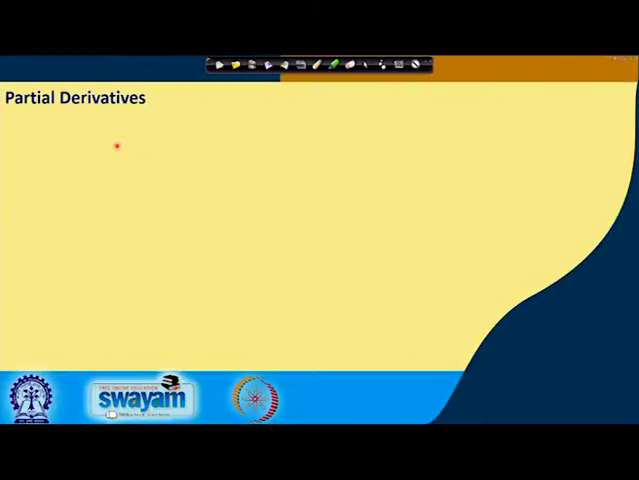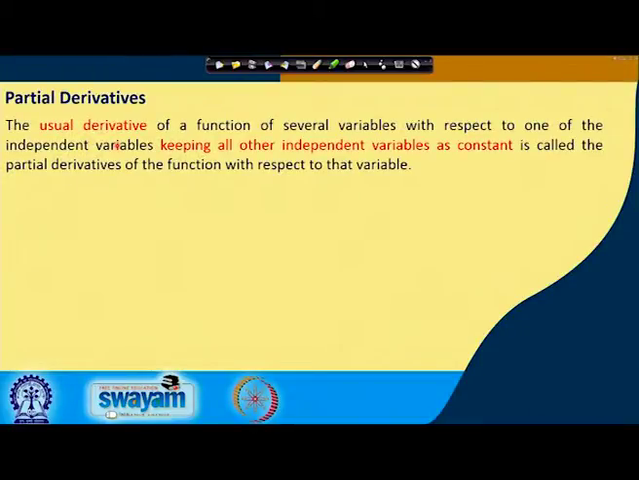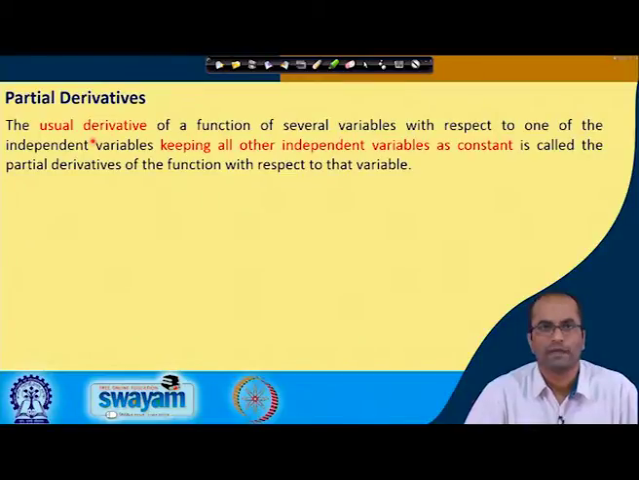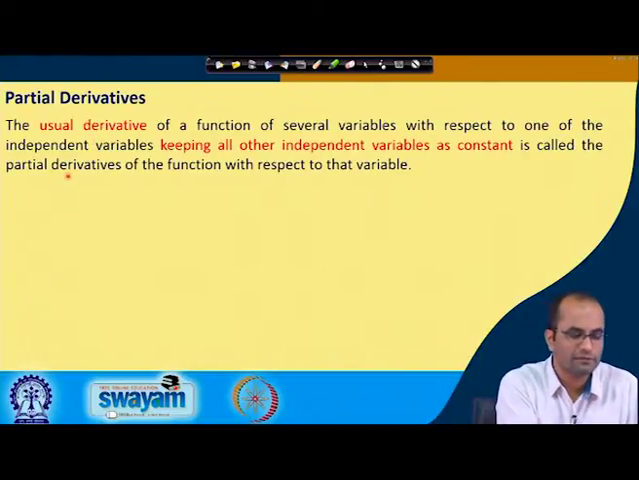So, what is a partial derivative? It is a usual derivative of a function of several variables with respect to one of the independent variables, while keeping all other independent variables constant. We take the derivative with respect to one particular variable, and this is called the partial derivative with respect to that variable.